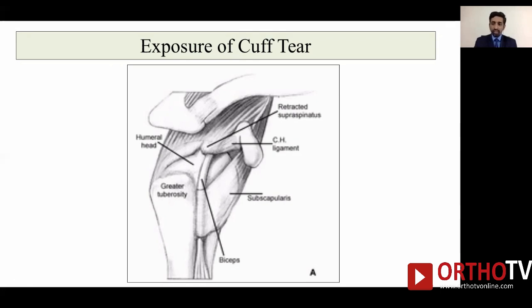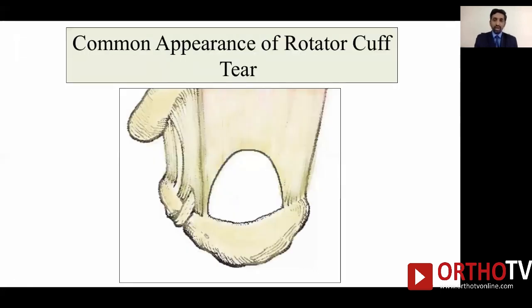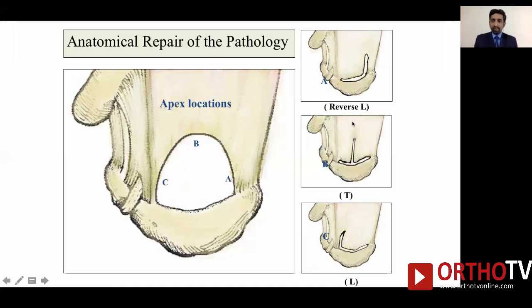So the underlying rotator cuff is exposed, and then we have to identify the rotator cuff morphology. This is the common appearance of a rotator cuff tear. However, the same rotator cuff tear can be a reverse L shape, a T shape, or an L shape. So we need to identify these 3 points, A, B, and C. If point C can be retracted towards point A, that becomes a reverse L tear. If both can be retracted equally and brought to the distal margin, then it becomes a T tear. Or if point A can be retracted towards point C much better than the opposite, then it becomes an L-shaped tear. So this is very important.